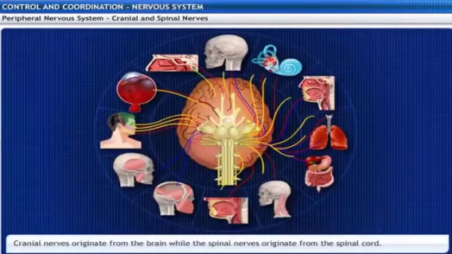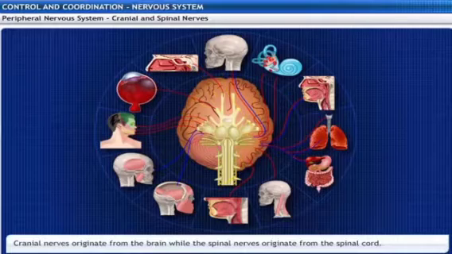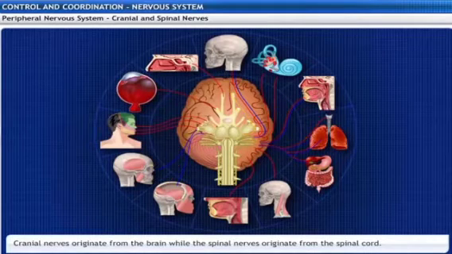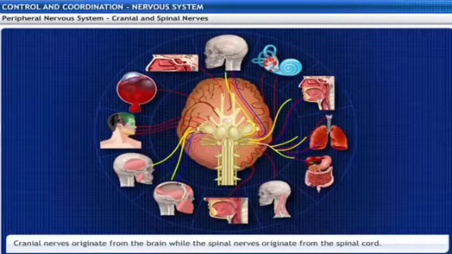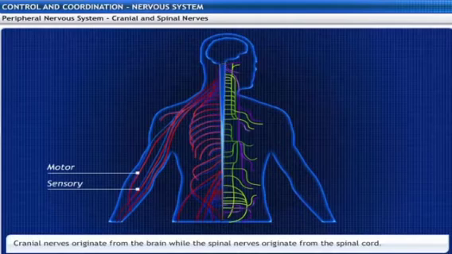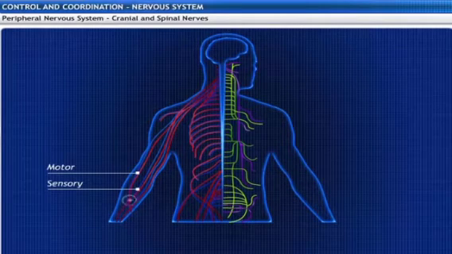The cranial nerves originate from the brain, and a few cranial nerves carry impulses to and from the central nervous system. Some cranial nerves are mixed, while the rest are sensory and motor nerves. Spinal nerves originate from the spinal cord, and all spinal nerves carry impulses to and from the central nervous system. Spinal nerves are mixed nerves.